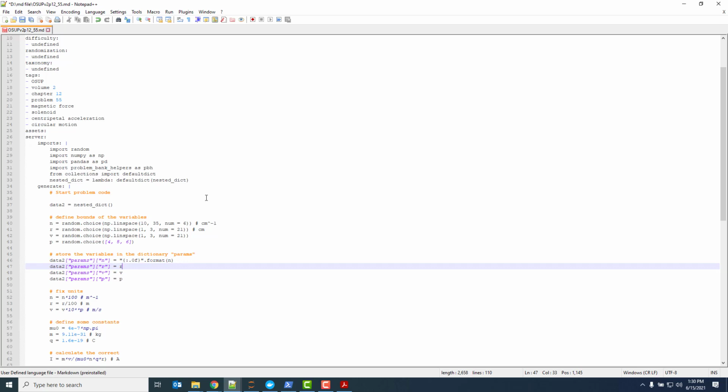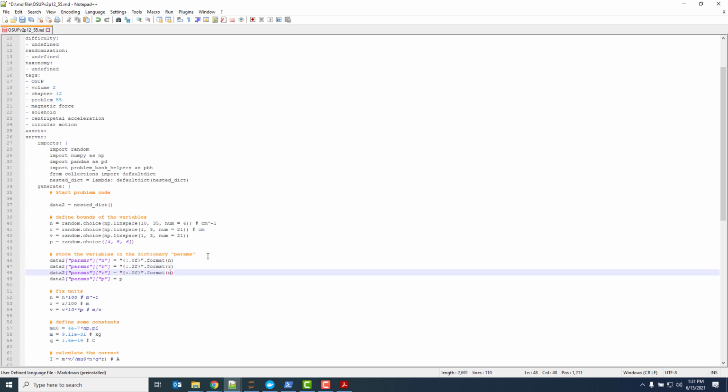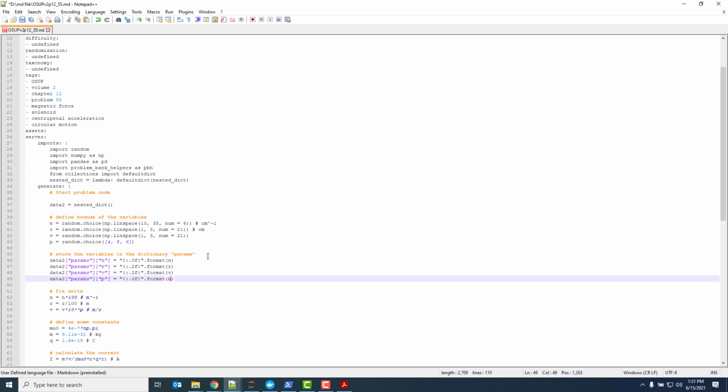And then we could do the same thing for the radius r, but in this case, maybe we do want to have a couple of digits after the decimal place. We certainly want at least one because our random choice is going to select from 1 to 3 in steps of 0.1. Same thing for the velocity, so we want 2 decimal places. And then for the power, that's going to be an integer, and so we'll have 0 decimal places.